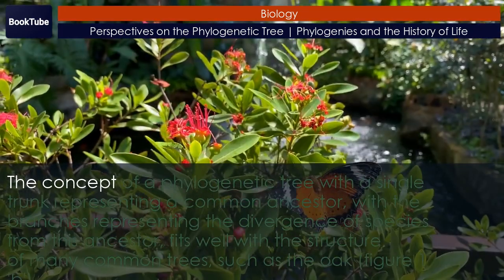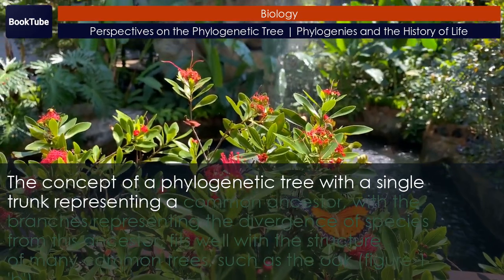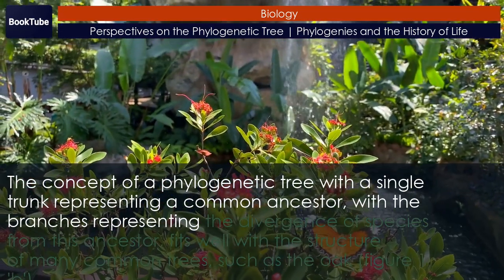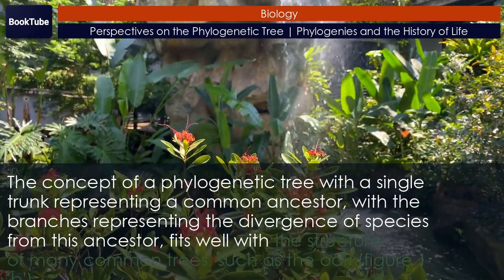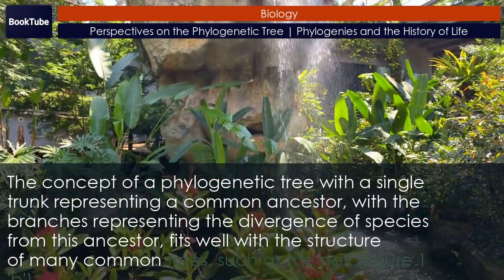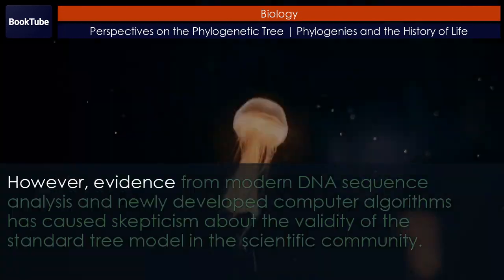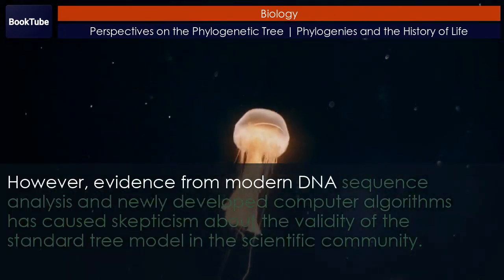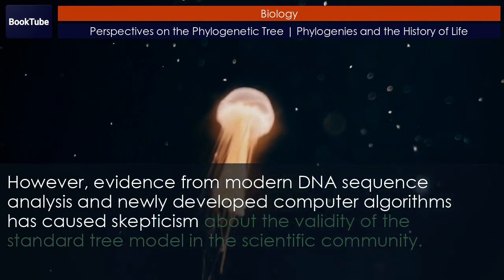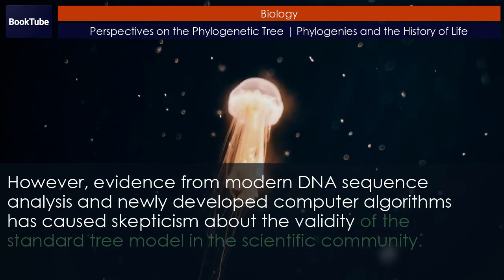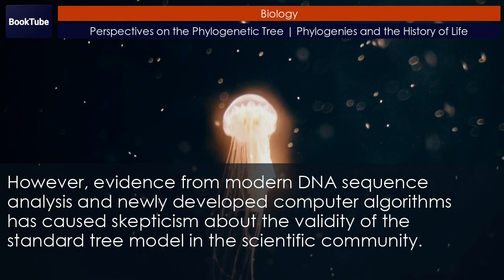The concept of a phylogenetic tree with a single trunk representing a common ancestor, with the branches representing the divergence of species from this ancestor, fits well with the structure of many common trees, such as the oak, Figure 1b. However, evidence from modern DNA sequence analysis and newly developed computer algorithms has caused skepticism about the validity of the standard tree model in the scientific community.